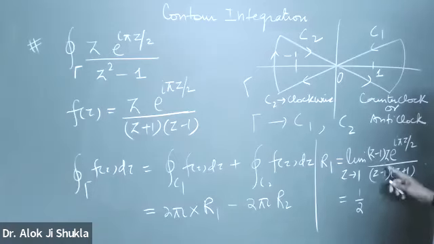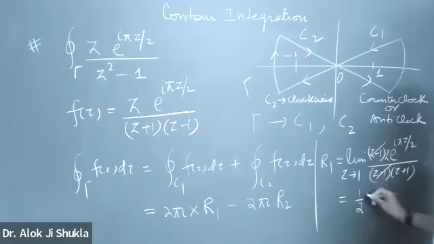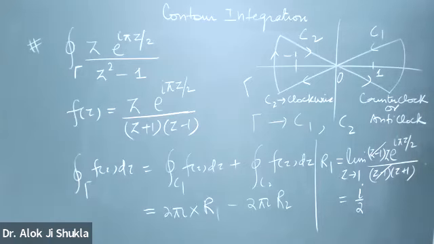So it will become, this will cancel. It will become e to the power i pi by 2, which means iota. So it will become iota. R1 will be equal to iota.